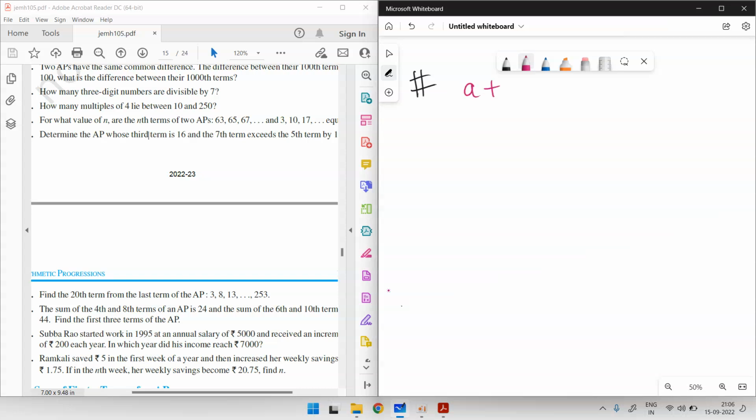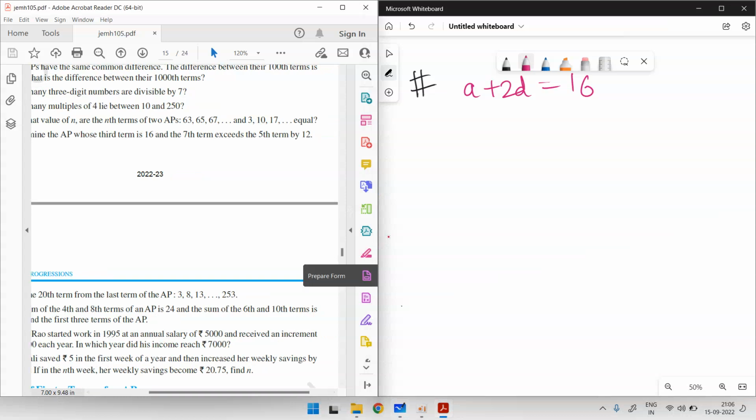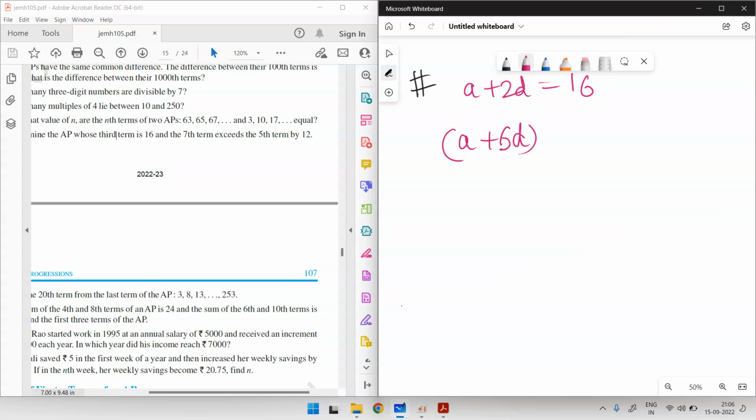So the third term, a plus 2d, equals 16, and the 7th term exceeds the 5th term by 12, which means a plus 6d minus (a plus 4d) equals 12. If you subtract, a and a get cancelled, 6d minus 4d. Sorry, the 5th term is a plus 4d. So this is 2d, and 2d is nothing but 12, which implies that d equals 6.